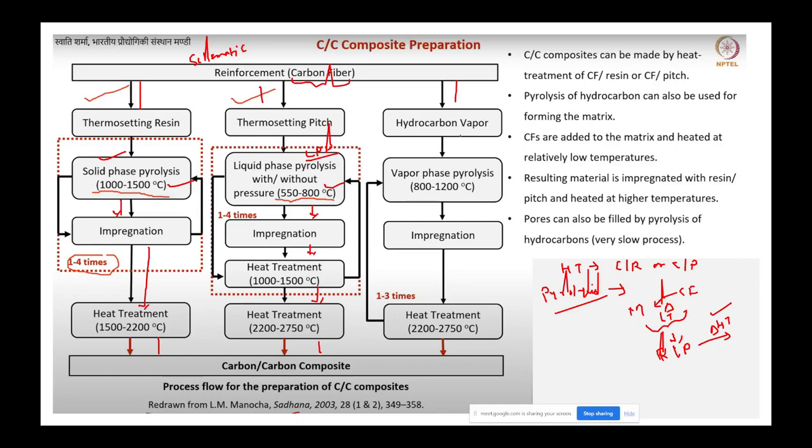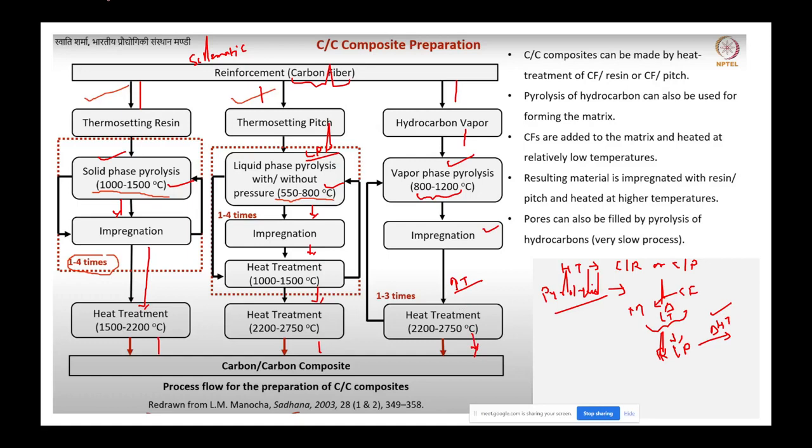If you are using a hydrocarbon vapor, then vapor phase pyrolysis will be required, and there you will give a temperature of 800 to 1200. Now after impregnation, you will again require heat treatment at a high temperature, around 2200 to 2750 degrees centigrade, in order to get the carbon composite.